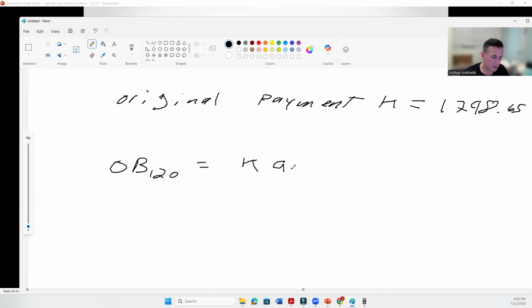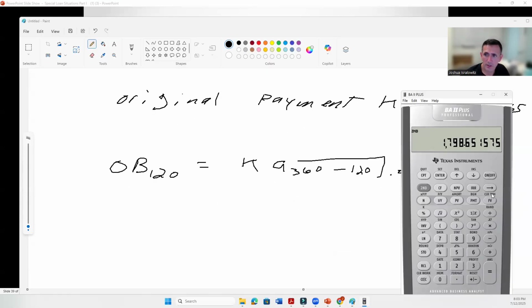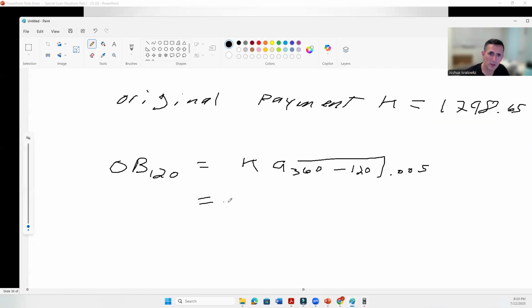So it's 360 minus 120, at 0.5 percent. And let's see what this says. Your payments, 360 minus 120, and 0.5 interest, compute present value, store it in a two spot. 251. These are always fun to do.